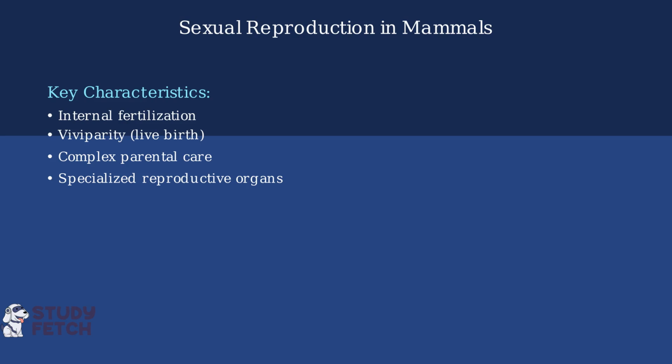Mammals have distinct reproductive strategies that set them apart from other animal groups. In mammals, fertilization occurs internally. Male gametes or sperm are deposited inside the female reproductive tract. The sperm fertilizes the egg, creating a zygote that will develop into an embryo.